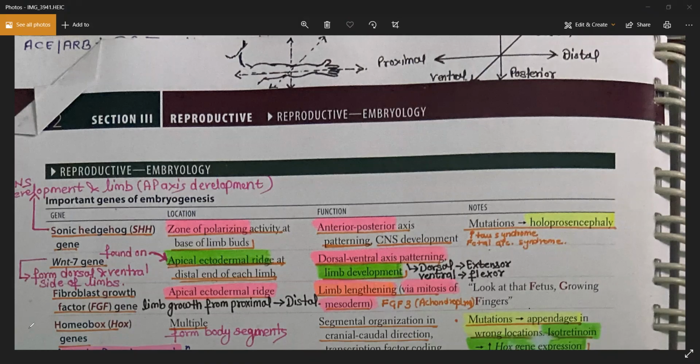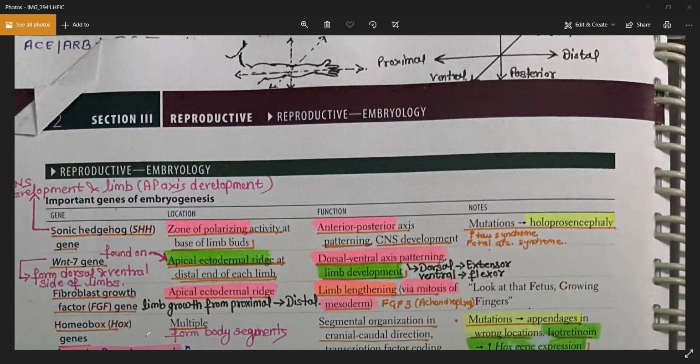I told you this homeobox is involved in every structure you have in your body: the eyes, tongue, pharyngeal arches, limbs, toes, everything. You see, all of them are dependent upon the homeobox. That's about this homeobox.